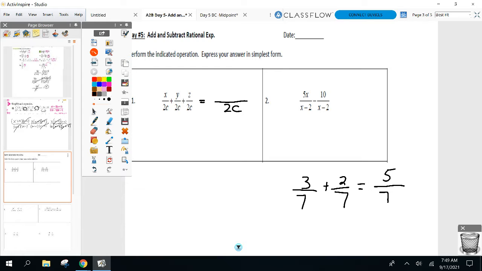And now I add my numerators. Is there really much I can do with x plus y plus z? Nope, nothing at all. But I'm going to write it though. x plus y plus z. Can I factor anything? That you do have to look to reduce at the end. Nope, nothing to take out, and I certainly can't do anything with the 2c. So that's as far as I can go there.